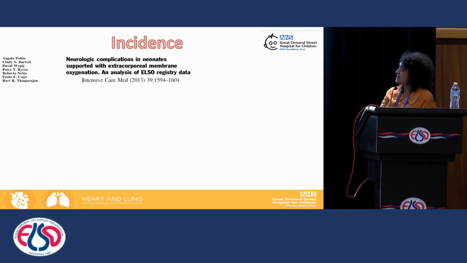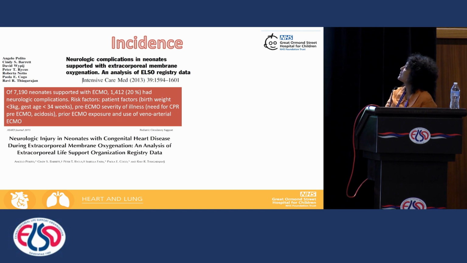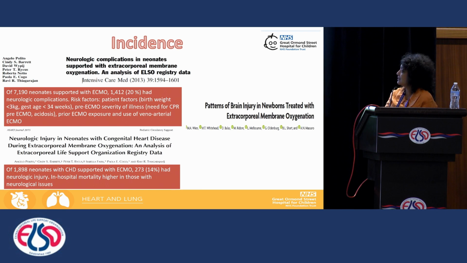Looking at the incidence, I'm going to quote some figures here, which are all from the ELSO registry data, and you can see this is a study published in 2013. Out of the 7,000 neonates supported, 20% had neurological complications, and the risk factors were patient factors, pre-ECMO severity of illness, prior ECMO exposure, and VA ECMO. Another study here, again from the ELSO registry data, you can see 14% of neonates with congenital heart disease supported on ECMO had neurological injury, and in-hospital mortality was higher in those with neurological issues.